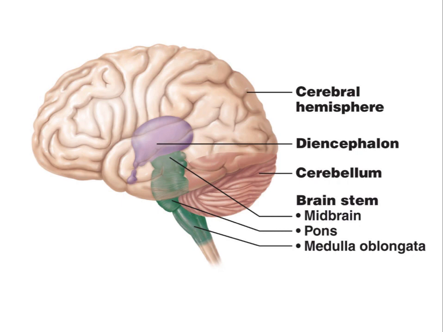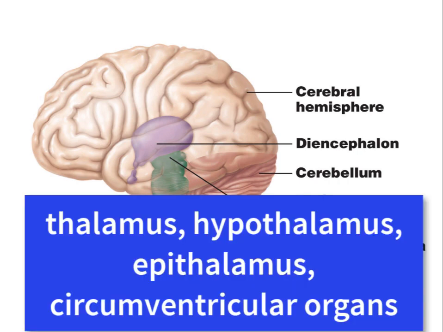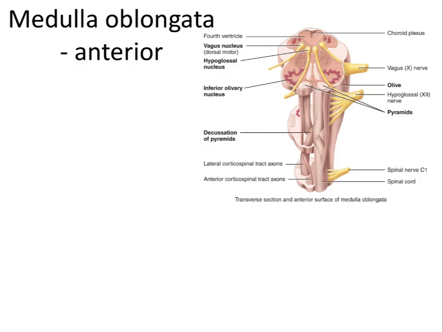And I'm sorry, this brain is actually facing the other direction. The diencephalon consists of the thalamus, the hypothalamus, the epithalamus, and the circumventricular organs. So let's start with the medulla. This is the most inferior portion of the brain.